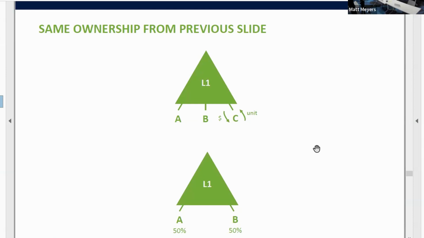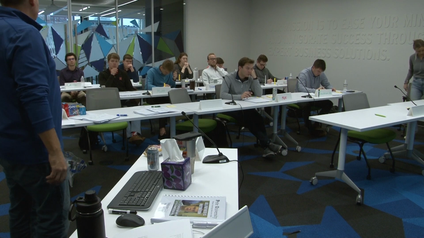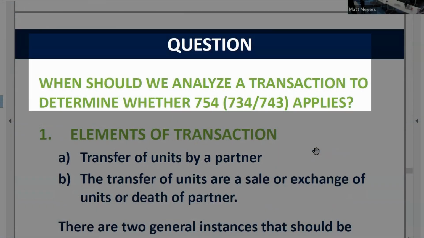Okay, so let's go back one page, just for the hell of it, because this is what I do. 754, and I might have even had this page before that. Okay, who read this slide? Was it you, Sam? What's the first line say? The very first line. When should we analyze a transaction to determine whether 754 applies? Well, read the whole thing. 754 or 734, 743. Okay?